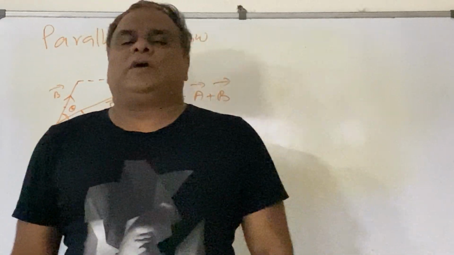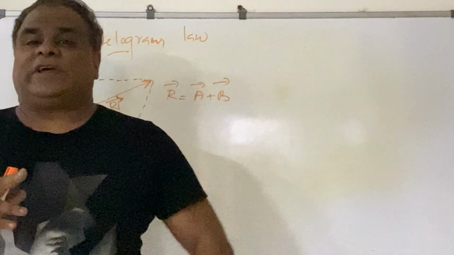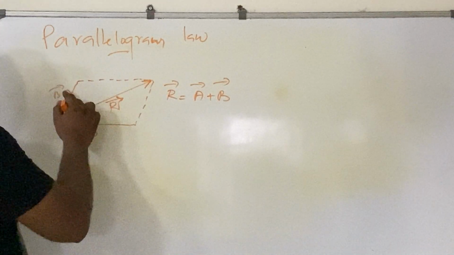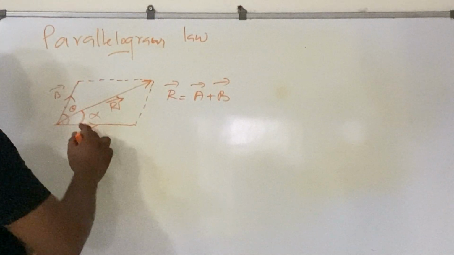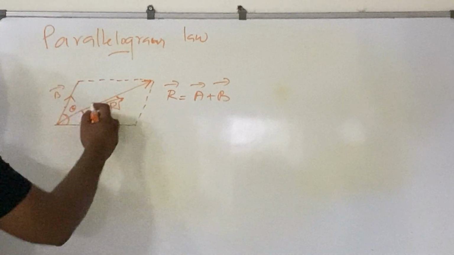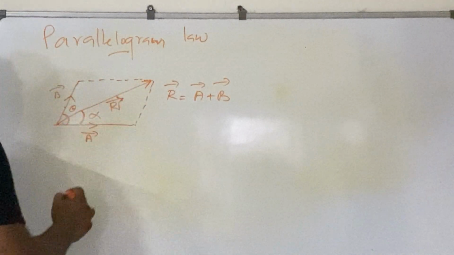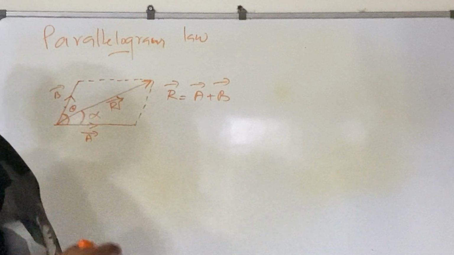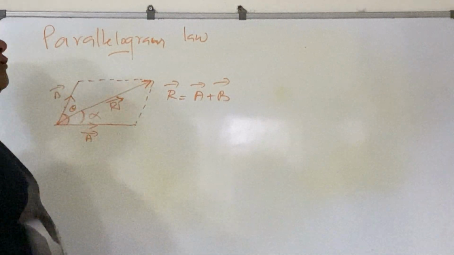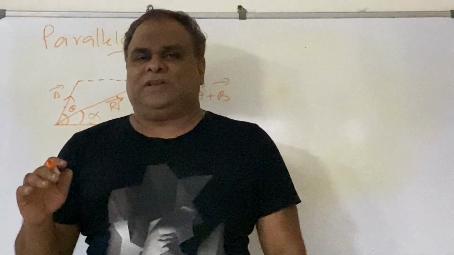So what is parallelogram law? Parallelogram law of addition of vectors means if two vectors are represented in magnitude and direction by the adjacent sides of a parallelogram taken in reverse order, then the sum is represented in magnitude and direction by the diagonal of the parallelogram drawn from the same point, drawn from the intersection of these two vectors. Once more, you can write this definition if you need.